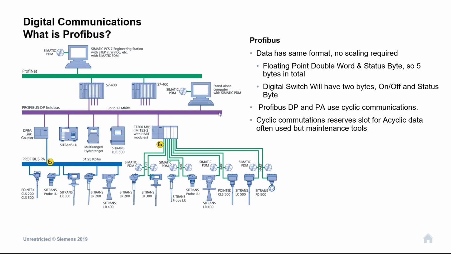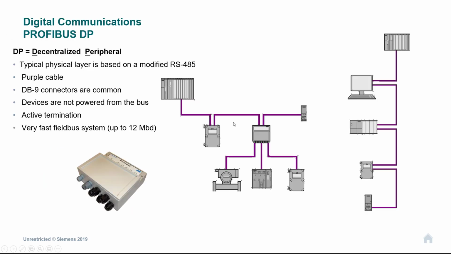So if you haven't engineered your network correctly and you put too many instruments on, or you've added instruments without recalculating your cycle time in your PLC or DCS, it can affect that acyclic data gap, and we can have communication problems with PDM. So we're going to move our way down this diagram.